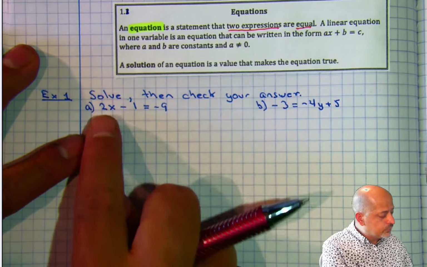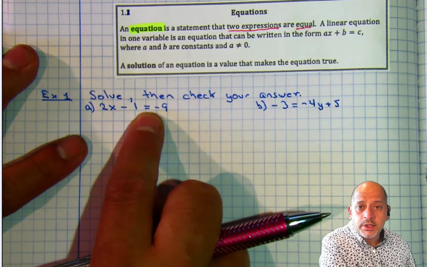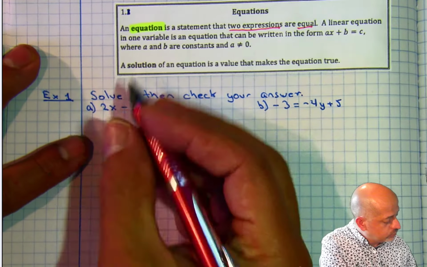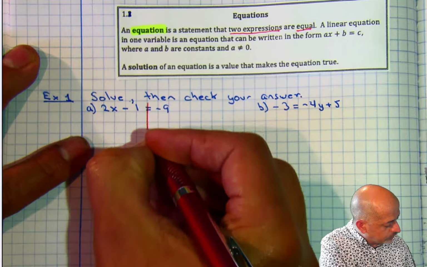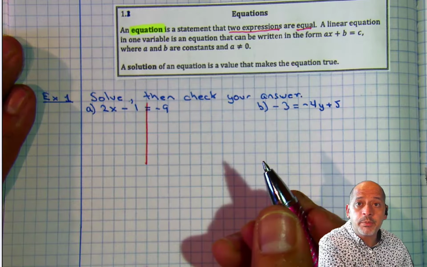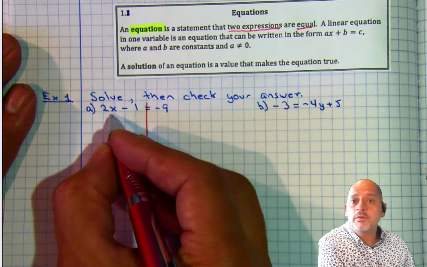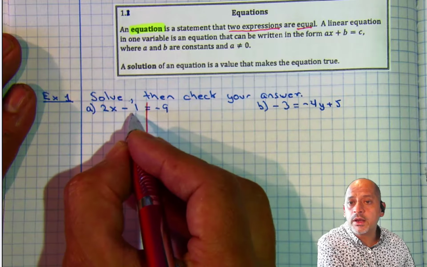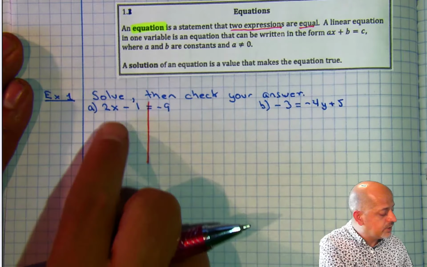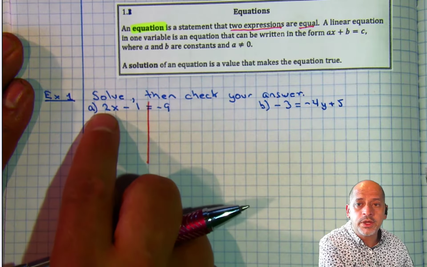So therefore, we have two expressions with an equal sign in between. And to solve it, I'm going to draw a line with a red pen. And all of you guys should have a red pen with you. And I'm trying to leave the x by itself. So therefore, I need to get rid of the 2 and the negative 1.